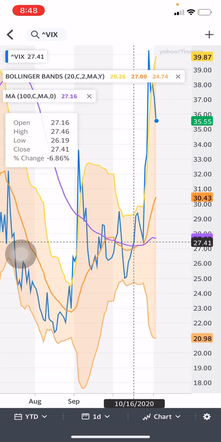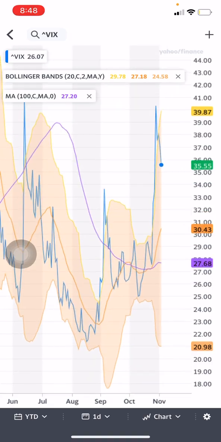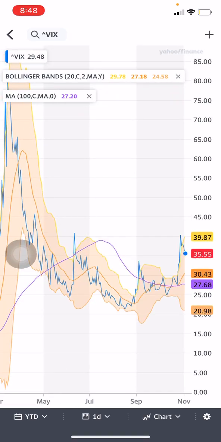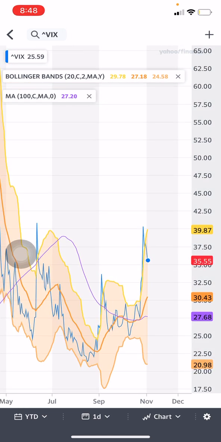Okay. So why is the VIX important? Well, the VIX lets you know the complacency of people and also lets you know when the market is pretty much crashing, right?